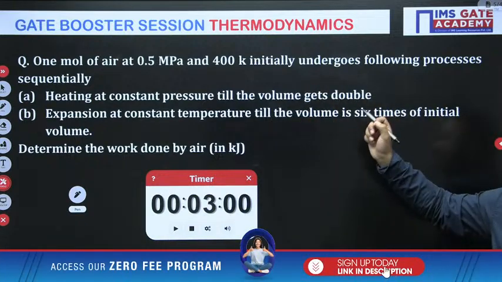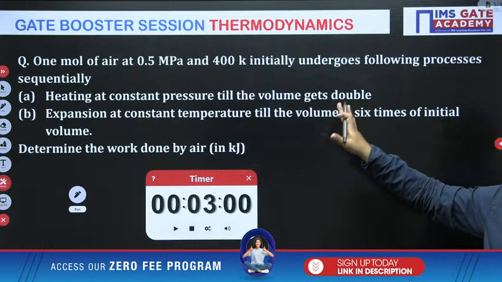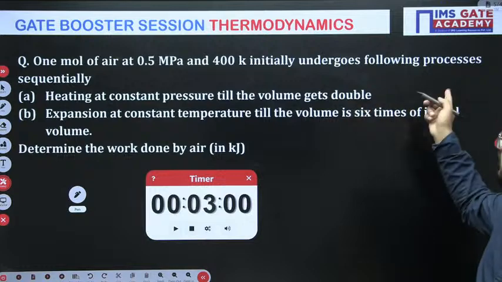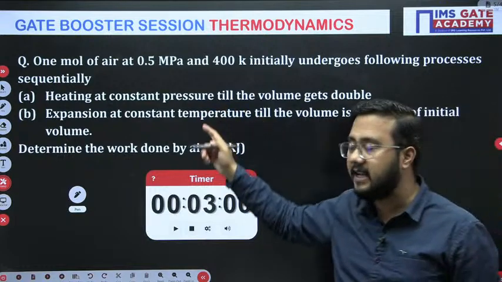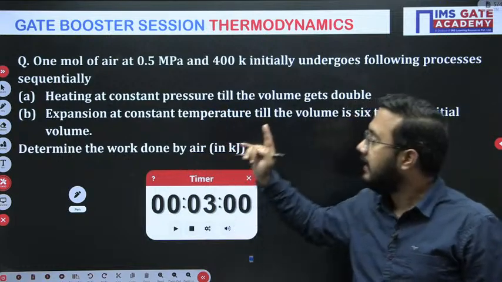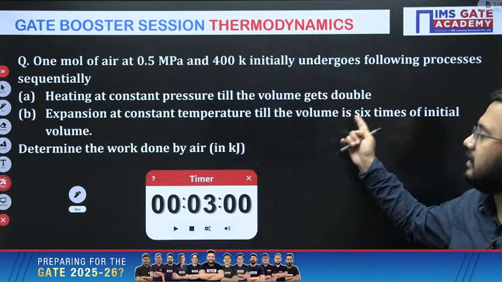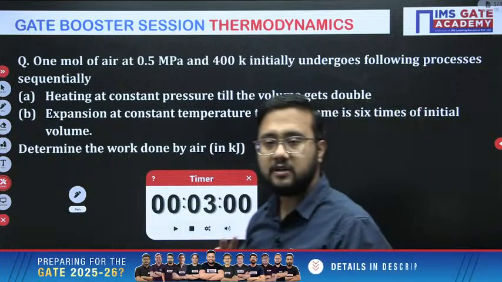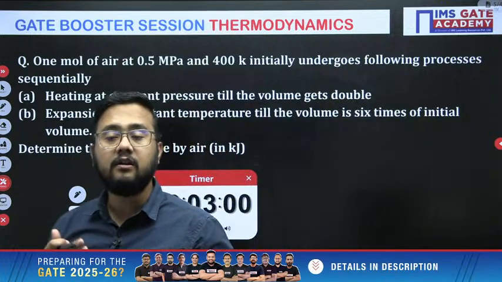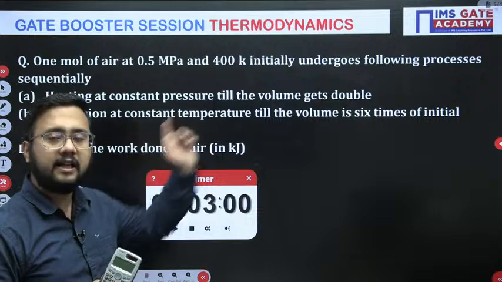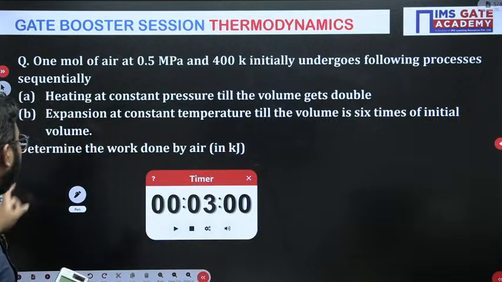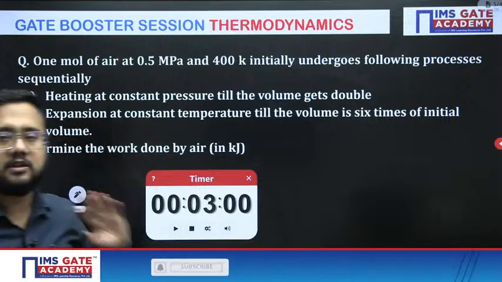So what they are actually telling is, there is 1 mole of air at 0.5 megapascal pressure and 400 Kelvin, which initially undergoes the following process, process A and process B. Heating at constant pressure till the volume gets doubled. Okay, heating at constant pressure is happening till the volume gets doubled. After that, what they have mentioned is expansion at constant temperature.